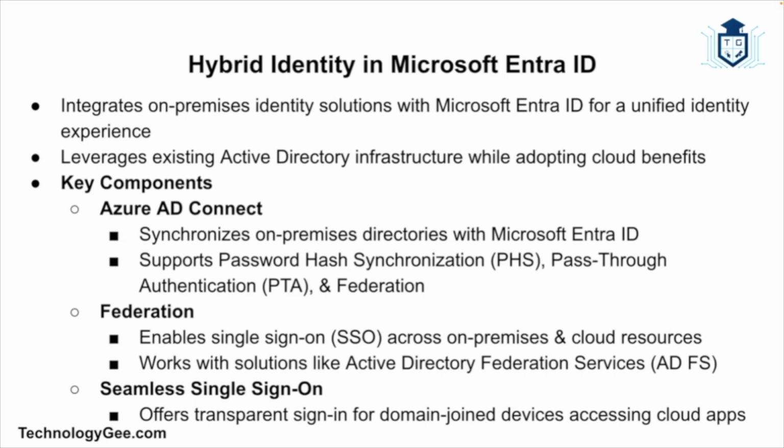So you have Azure Active Directory Connect. This is a synchronization tool that integrates on-premises directories with Microsoft Entra ID, and it ensures that user accounts, groups, and passwords are consistent across environments. In addition, it supports password hash synchronization, pass-through authentication, and federation. And speaking of federation, this enables single sign-on across on-premises and cloud resources by federating with solutions like Active Directory Federation Services. And then we have what is called seamless single sign-on. This provides a near transparent sign-on experience for users accessing cloud applications from domain joined devices.